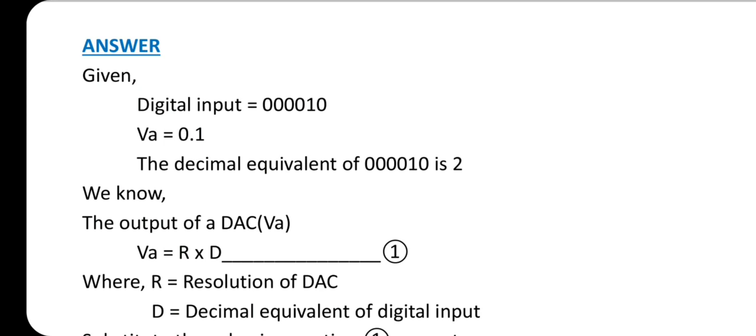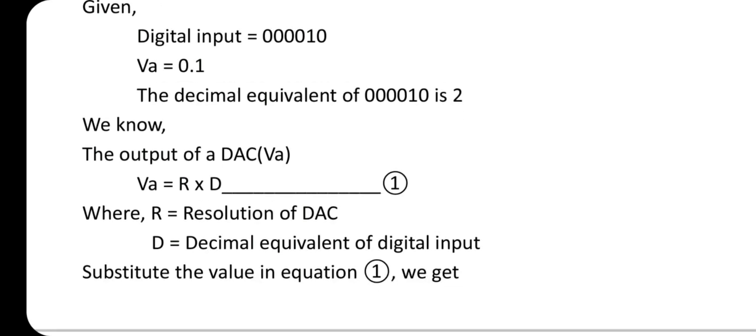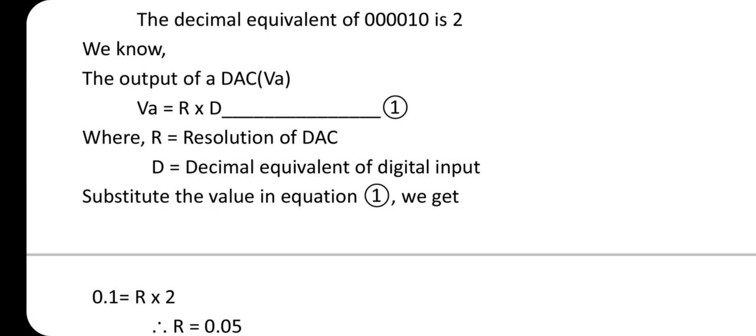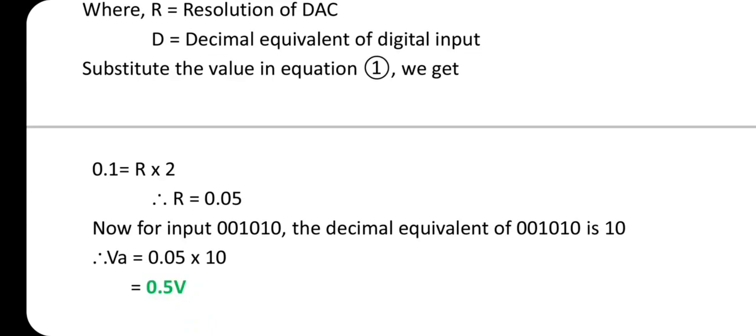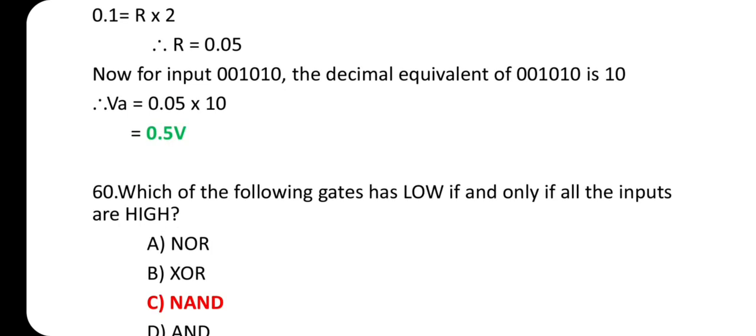The decimal equivalent of 000010 is 2. We know the output of a DAC, VA equal to R into D, where R is the resolution of the DAC and D is the decimal equivalent of the digital input. Substituting the values in equation 1, we get 0.1 equal to R into 2. Therefore, after rearranging, we get the value of R equal to 0.05. Now, for input 001010, the decimal equivalent is 10. Therefore, VA equal to 0.05 into 10, we get an answer of 0.5 volt.